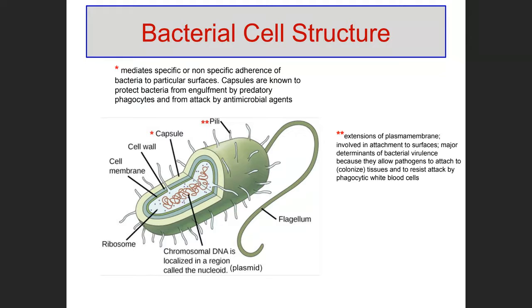But this bacterium also has a cell wall, and on top of the cell wall, they have a capsule. And this is an extension of the plasma membrane. These are pili. This is an extension of the plasma membrane. If you look at the plasma membrane, it is going out. You see, those are extensions of the plasma membrane. They are not extensions of the capsule or the cell wall. It's an extension of the plasma membrane.